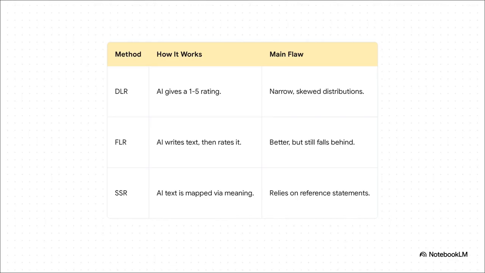Wow. So if the human panel itself is only about 90% reliable from one test to the next because of its own noise, achieving parity with that is actually a massive milestone.